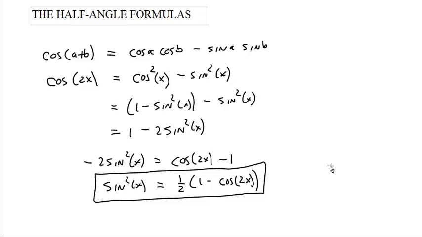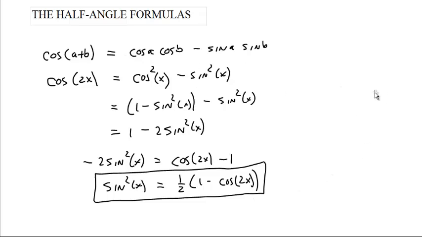And the cool thing about this is we've had a strategy for how to deal with multiples of sines and cosines when one of them is odd. And if one of them is even, we can turn it from being an even power to a trigonometric integral of an odd power. And that is going to be sort of the overall strategy.